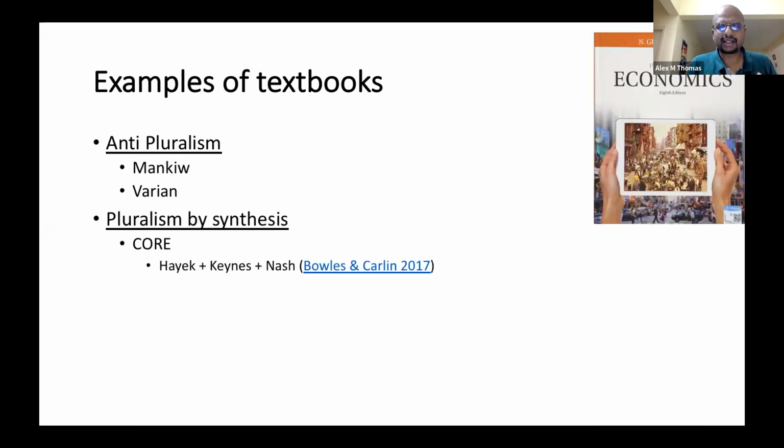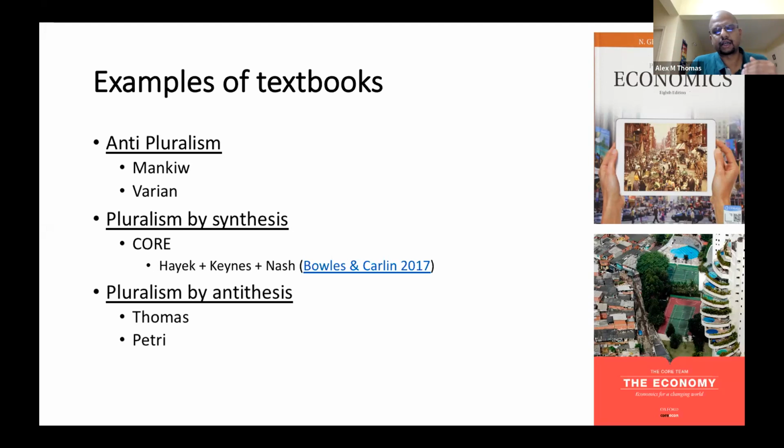Pluralism by synthesis, and I think the most recent example, at least of a textbook, would be the CORE textbook, where Sam Bowles and Wendy Carlin say very clearly that what they have tried to do in this textbook is to bring Hayek, Keynes, and Nash together. And I think that this leads to some kind of problems because it is unclear whether the fundamental or the core of the theory is coming from Hayek or from Keynes or from Nash, or how do we understand this?